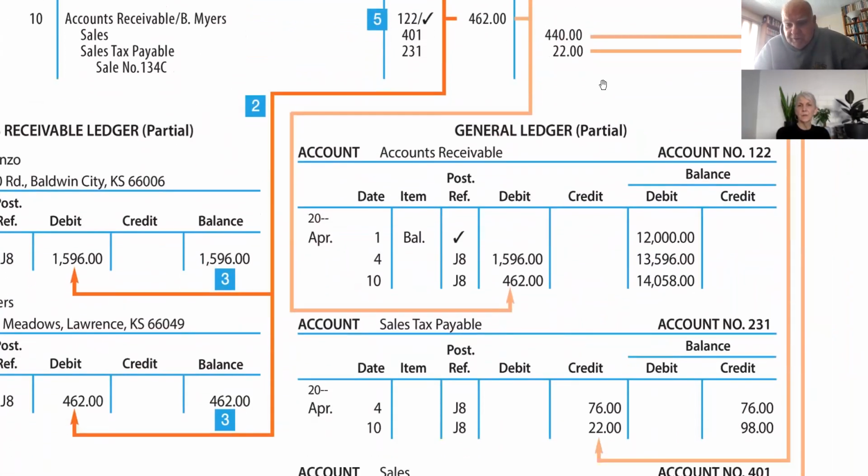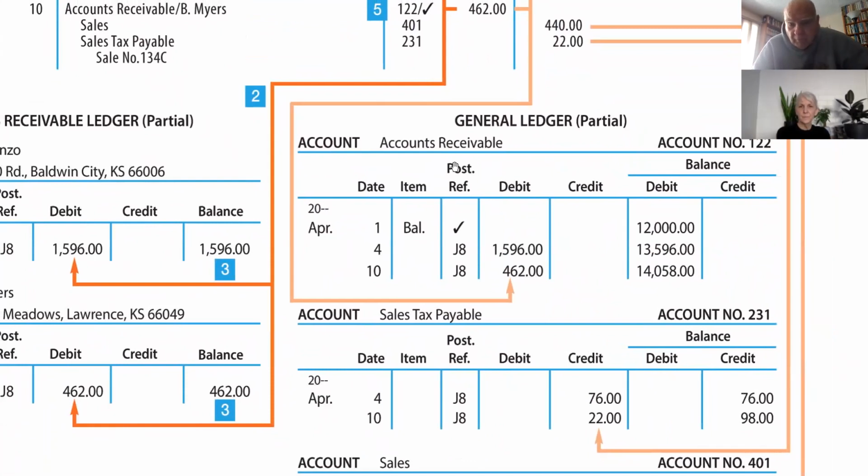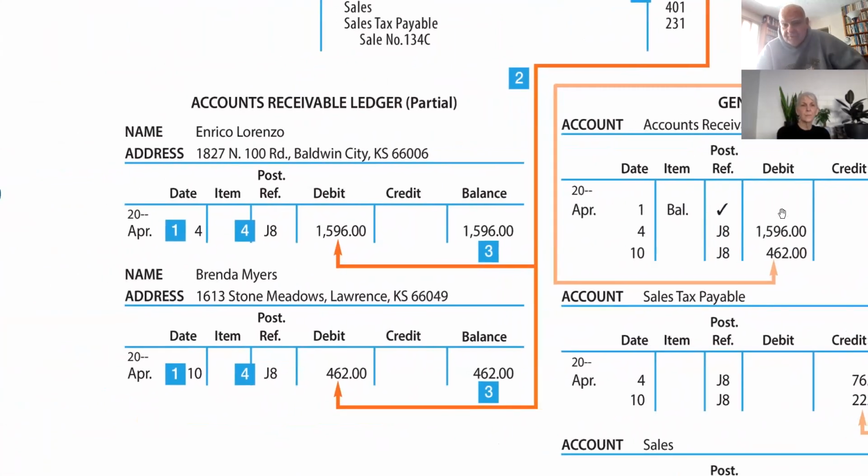General ledger. This is what we just looked at, right, Lori? We have accounts receivable. We had a sale of 1596 and 462. Now we're going to take that accounts receivable, this control account, and we're going to break it up by customer. So Lorenzo owes us $1,596 and his balance went up. Same thing with Brenda Myers, 462, and it went up.